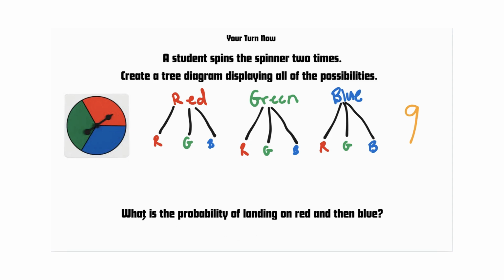But the question says, what is the probability of landing on a red and then a blue? So right here, here's the red, and then there's the blue. This is what they're looking for. There's only one chance of that happening, because there's the red, that's the first spin, and down here's the blue for the second spin. So there's only a 1 in 9 chance of that happening, which is a fairly unlikely event. All right, how'd you do?